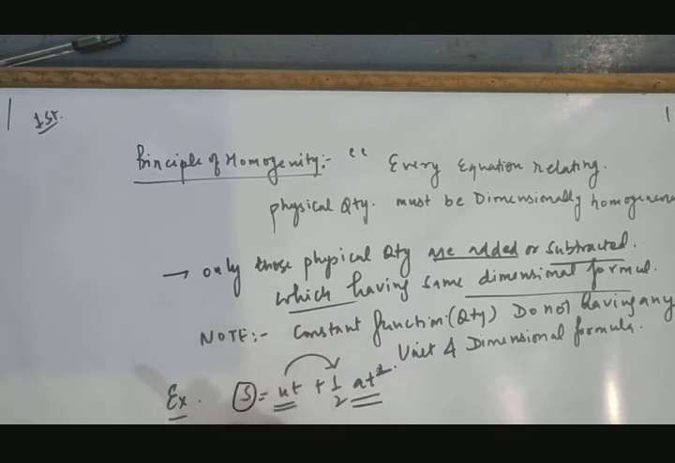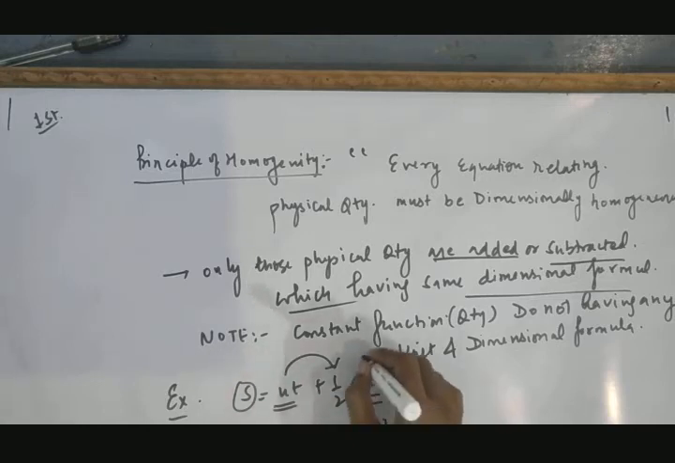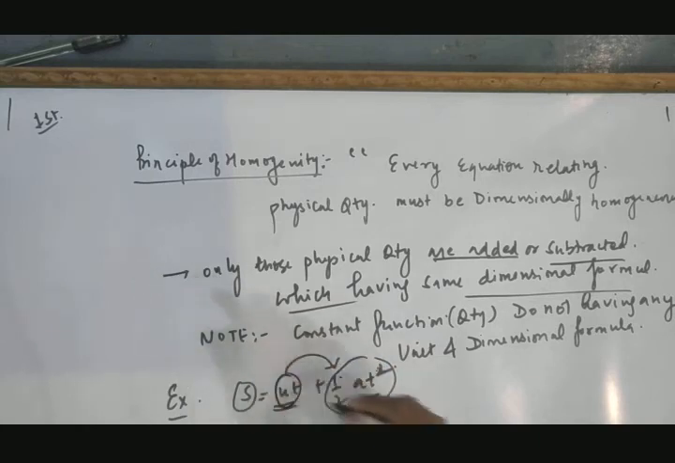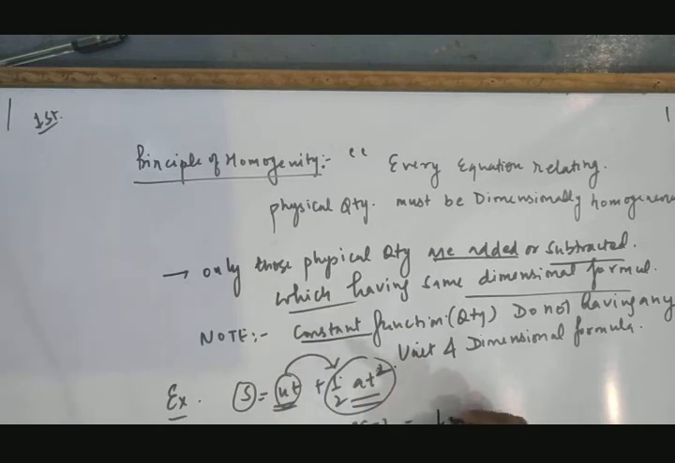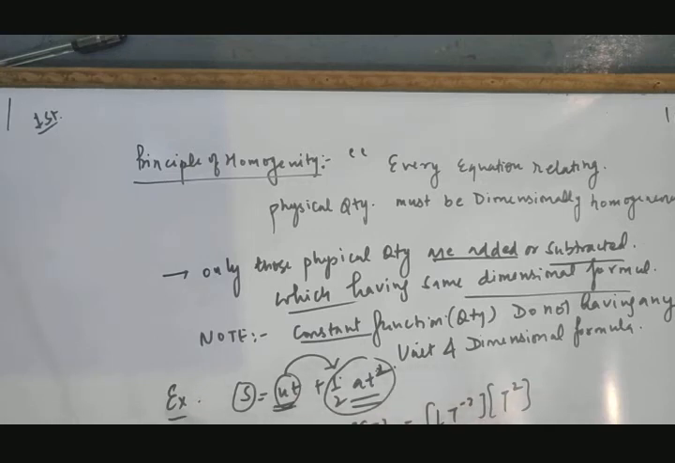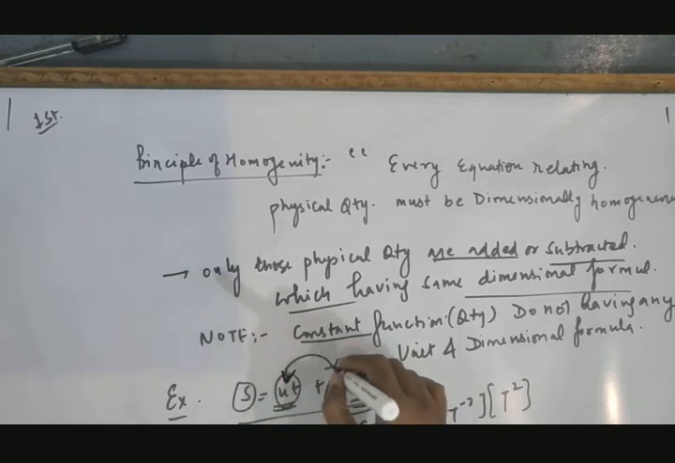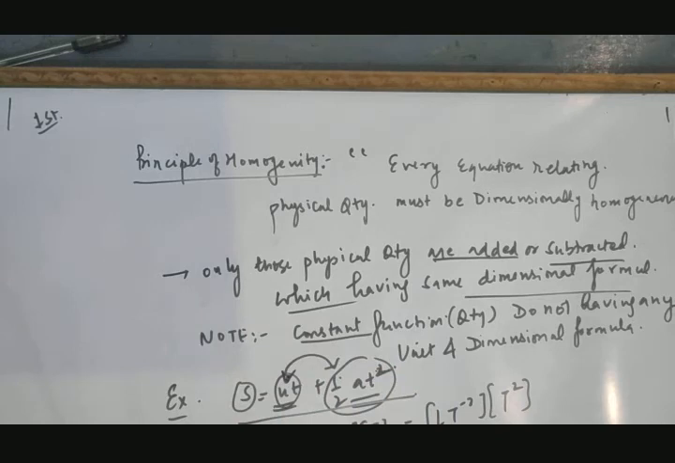The dimension for S is L. The dimension for u is LT inverse. The dimension for t is T. Because they are added, half at square must have the same dimension as ut. Half has no dimension, it is a constant. The dimension of the expression is LT inverse 2, and for t square it is T square. So T inverse and T cancel, L equals L. That's why this equation holds, because a quantity which is added to another quantity must have the same dimension formula.